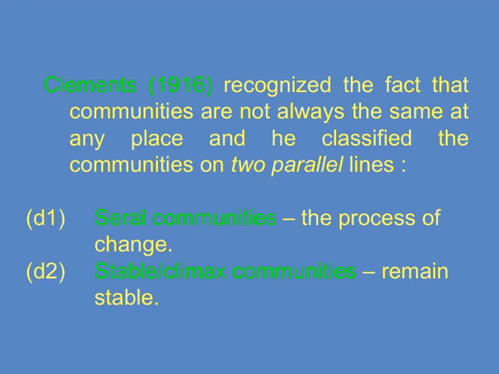Understanding this classification helps us see how communities develop and how ecosystems progress through different stages toward stability. It's a key concept in ecology because it shows the dynamic nature of communities and how they relate to the overall theme of ecological succession and stability.